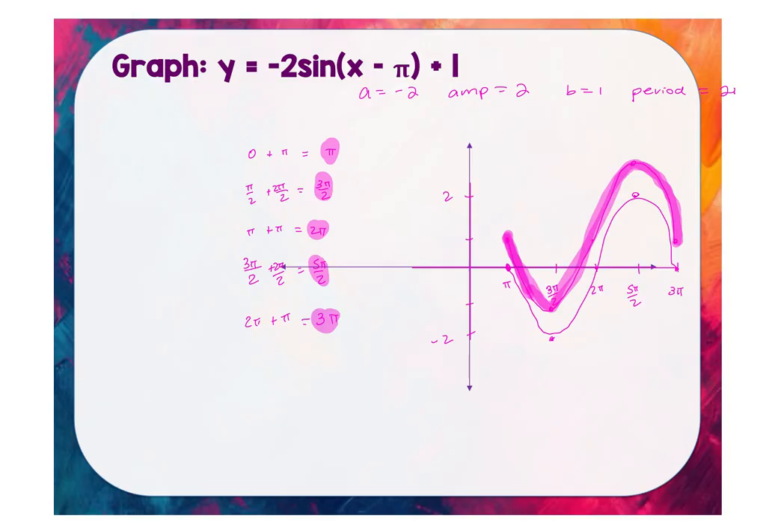So my amplitude is 2, the B was 1, so the period is 2 pi. And then that means we have our standard 0, pi over 2, pi, 3 pi over 2, and 2 pi as our original key points.